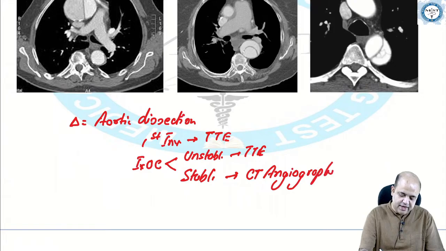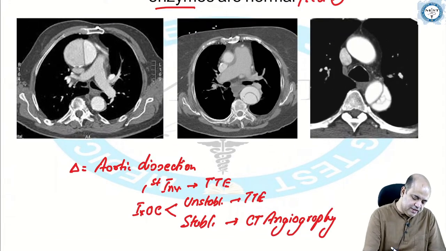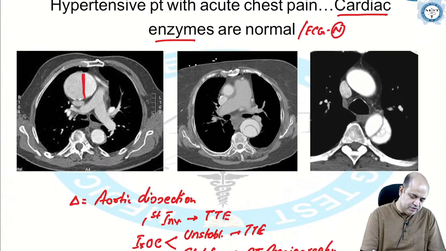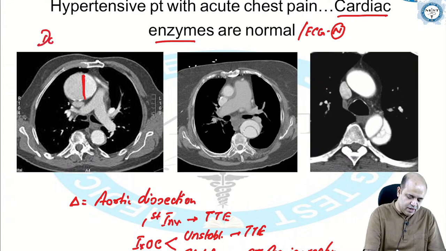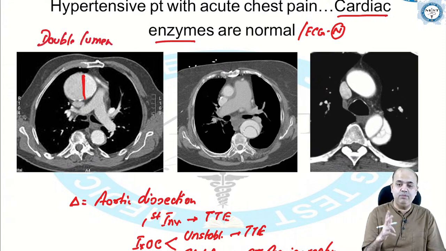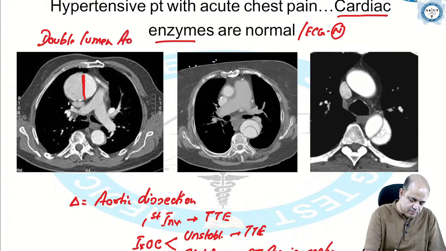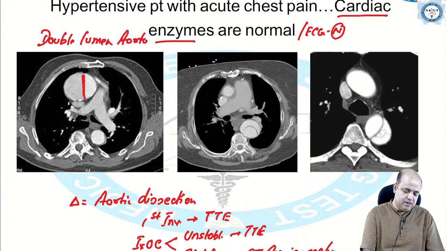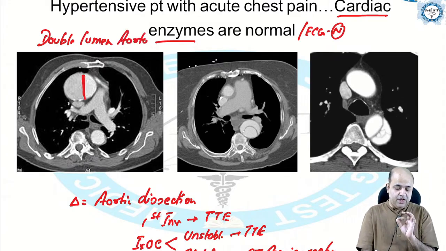And in the CT angiography, what do we get? We see the double lumen aorta. We see two lumens, double lumen aorta. This is aortic dissection.